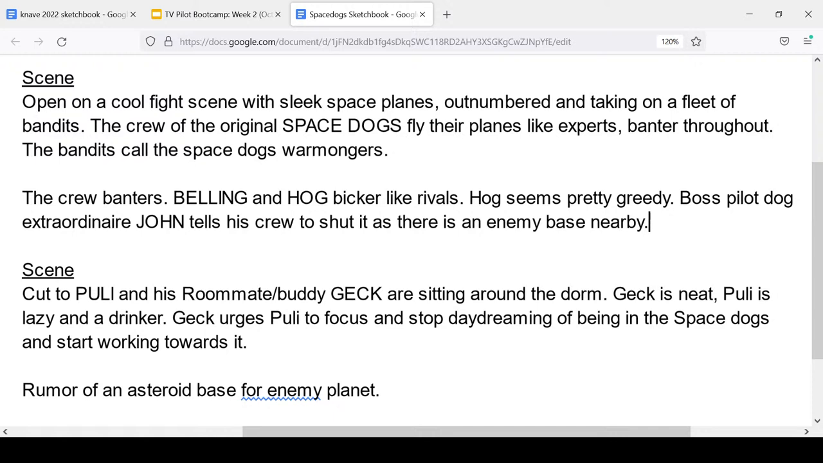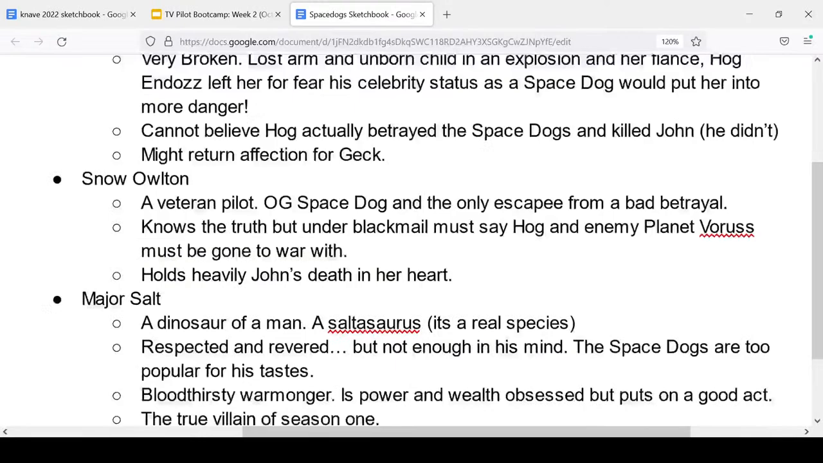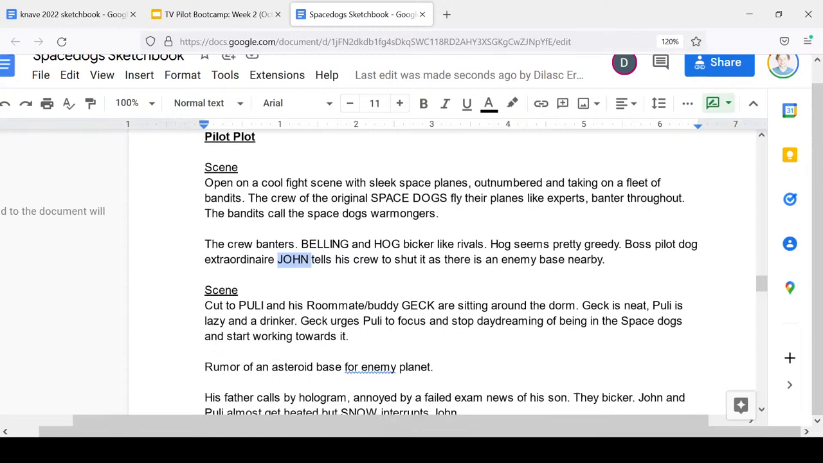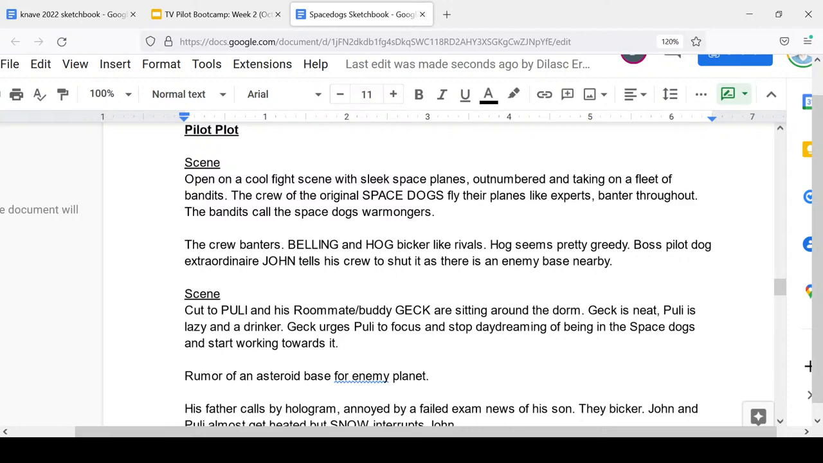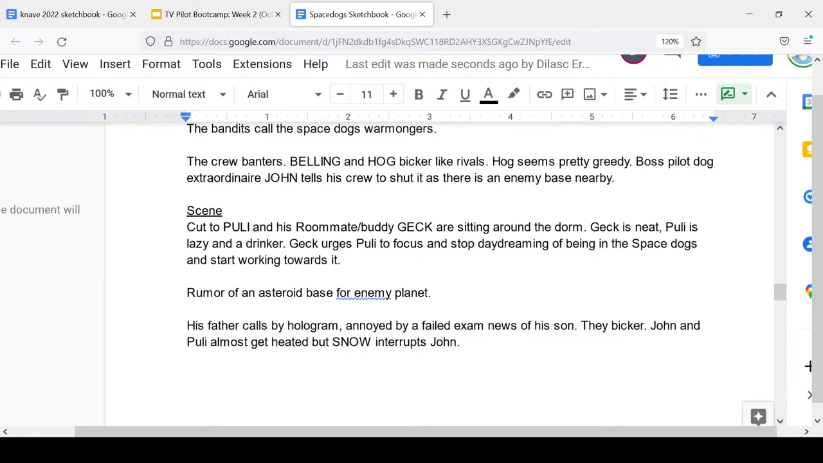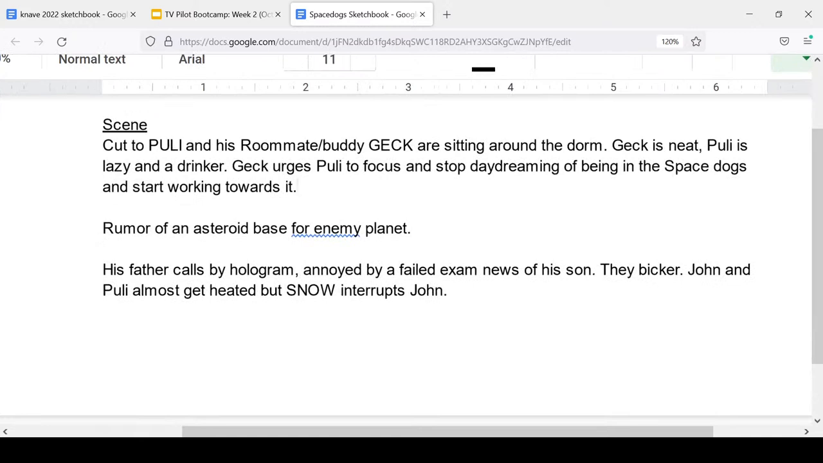Boss pilot dog extraordinaire John tells his crew to shut it as there is an enemy base nearby. Okay, is John your main character? No, he's the main character's father. This is sort of like a cold open. You're going to see lots of these sorts of cool fight scenes in space and on planets where people are shooting lasers. Right. That's a good way to think of this. And the cold open makes you think, wow, these guys kick ass. Wait, they're dead? Now you want to see them avenged because they were so cool. Where are they dead? Is that in the next scene? Later on. Well, not dead, but dispersed.